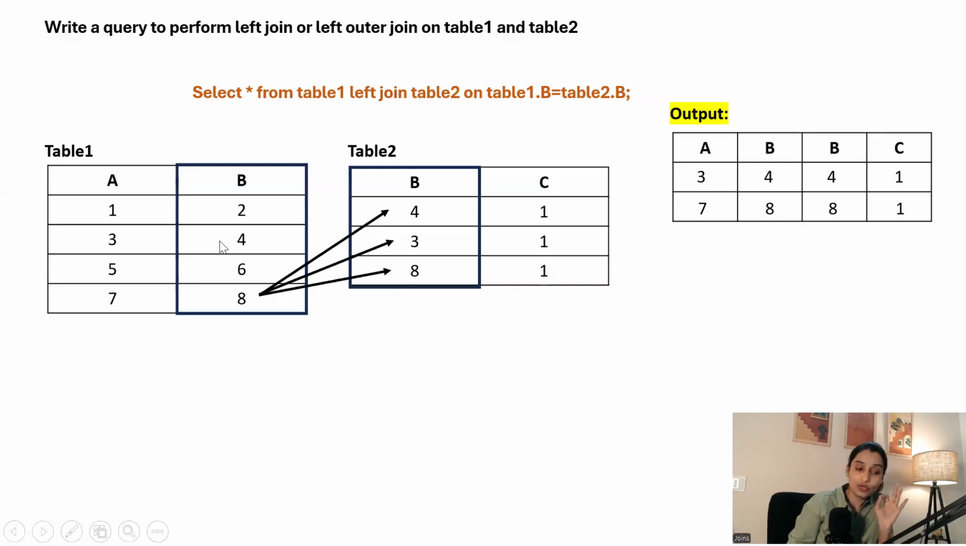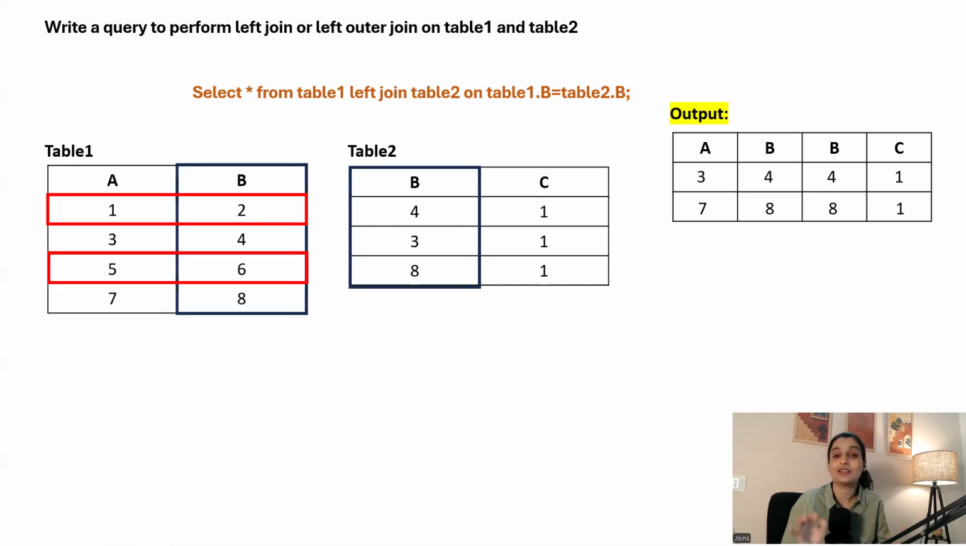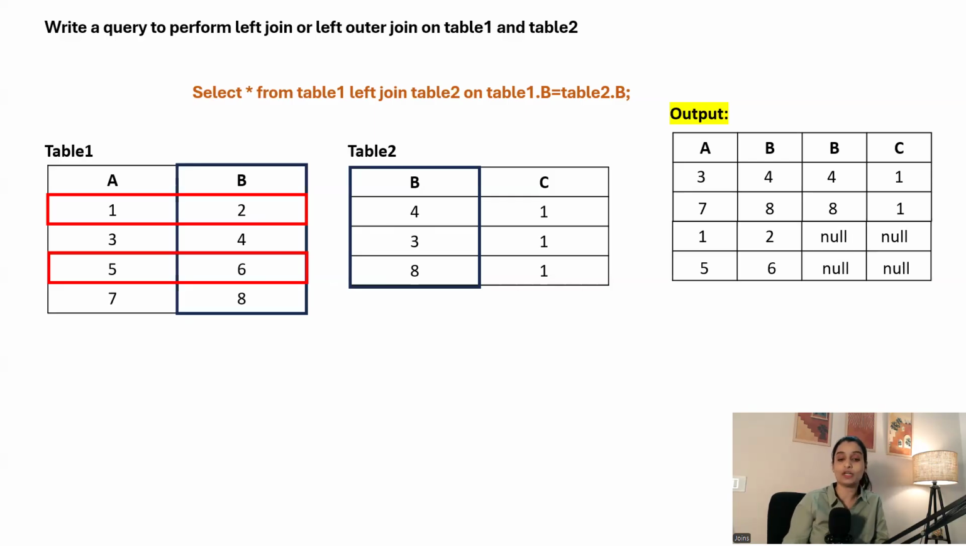Now check carefully. From the B column of table 1, do we have any matching value for 2 in table 2 dot B? No, we don't have any matching value for 2. We don't have any matching value for 6 in table 2 dot B either. You can check over here. So these are the non-matching rows from the left side table, and in the output they will be returned like this. Basically, left join means return the matching records and the non-matching records from the left table.